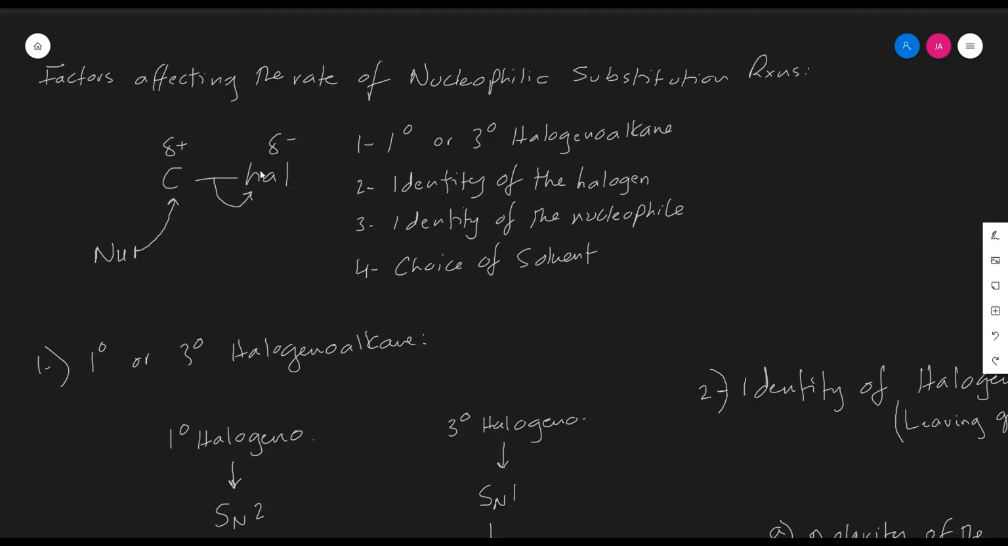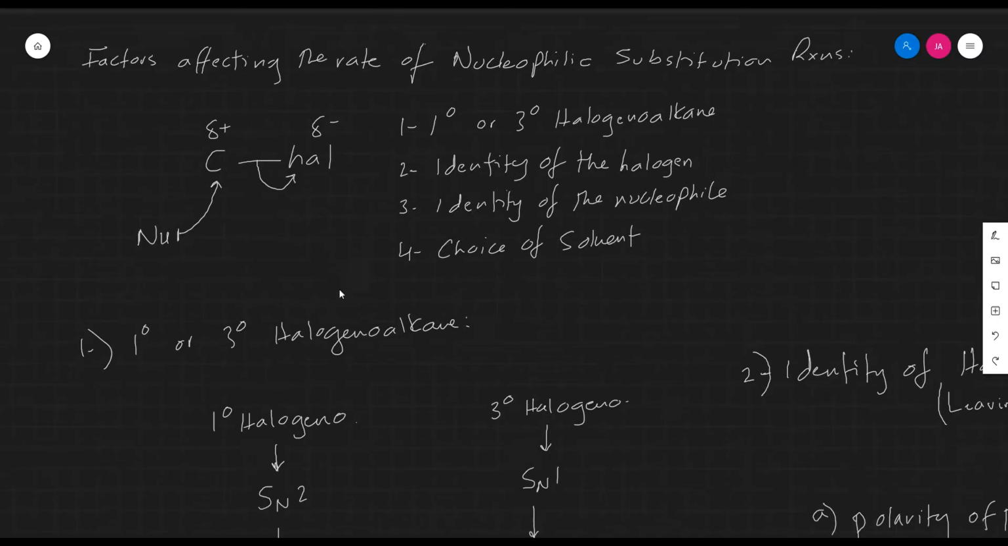Four factors affect the rate of nucleophilic substitution. The first one being whether the halogenoalkane is a primary or tertiary halogenoalkane. The second depends on the identity of the halogen group or the leaving group. The third depends on the identity of the nucleophile attacking the positively charged carbon. And the fourth one would be the choice of solvent used in the reaction. I will start with the first one.